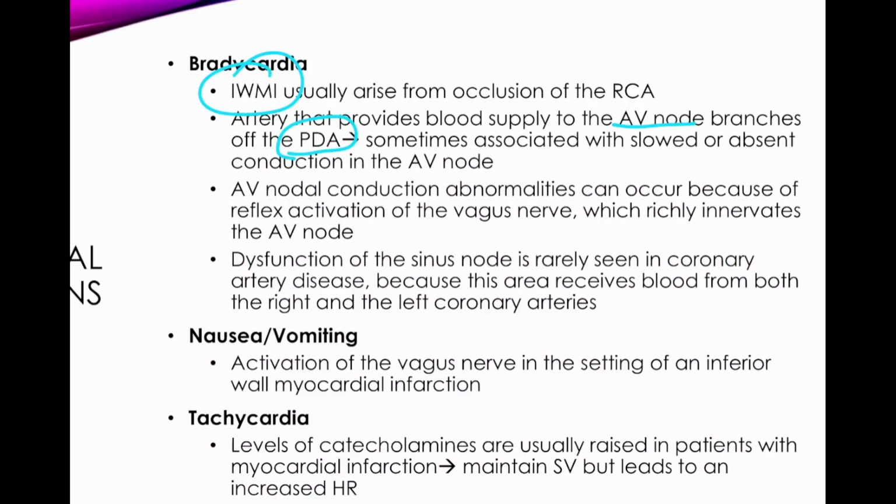The SA node is actually fed from the left and the right. They both have septal branches. They both supply the SA node. But the AV node only has one supply, and it's from the right side of the heart. So if someone comes in with an inferior wall MI, you see ST elevations in your inferior leads, 2, 3, aVF. And they have a really, really low heart rate, an AV block. They may have an inferior wall MI due to the right coronary artery being occluded somewhere along the route.